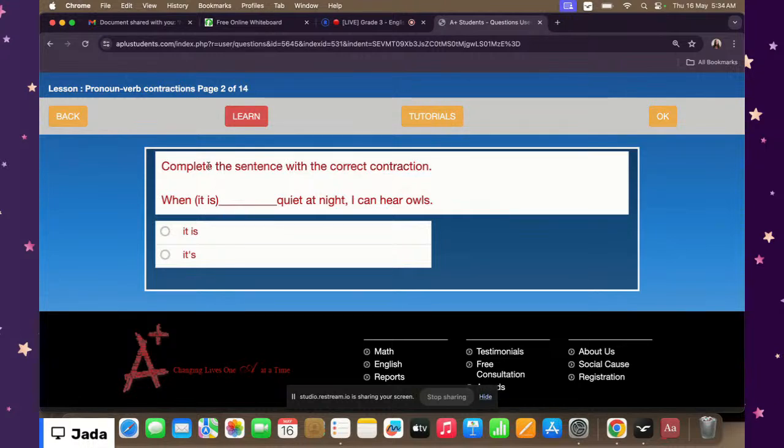Two. Complete the sentence with the correct contraction. When it is quiet at night, I can hear owls. So it is. What is the shortened version of "it is"? Okay, "it's." All right.